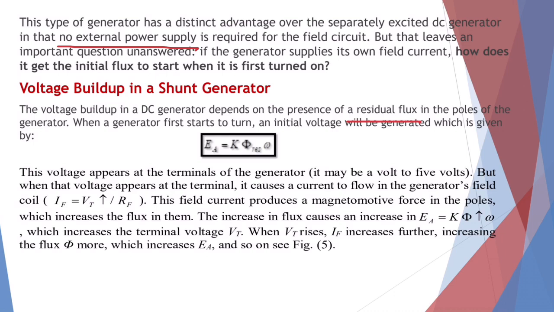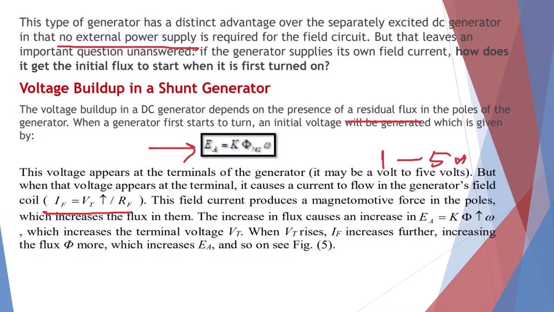When a generator first starts to turn, an initial voltage will be generated, which is given by EA equals K flux residual multiplied by omega. This voltage appears at the terminals of the generator. It may be a volt to 5 volts, which is a very low value of voltage. But when that voltage appears at the terminal, it causes a current to flow in the generator's field coil. IF equals VT over RF.